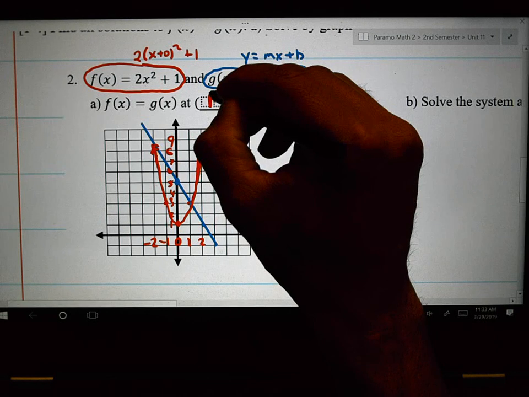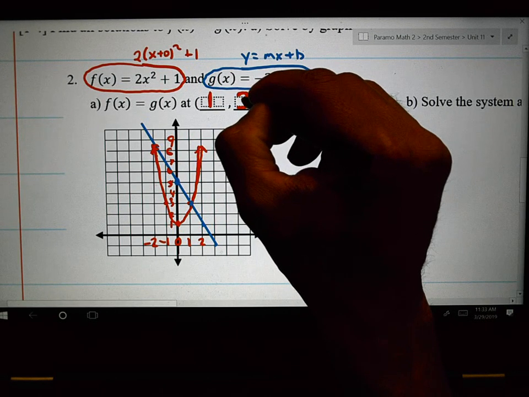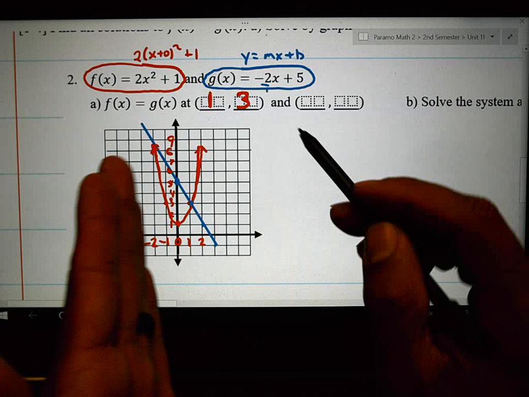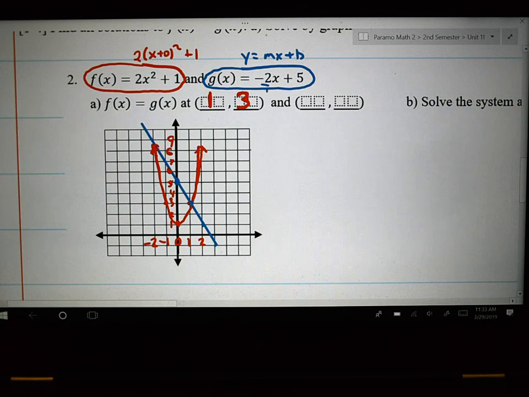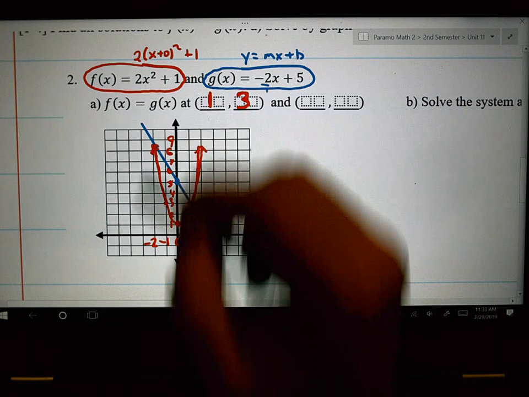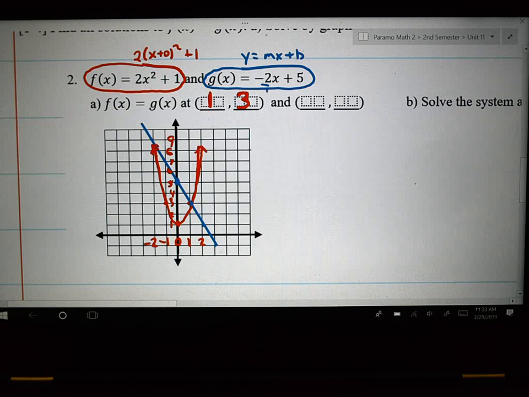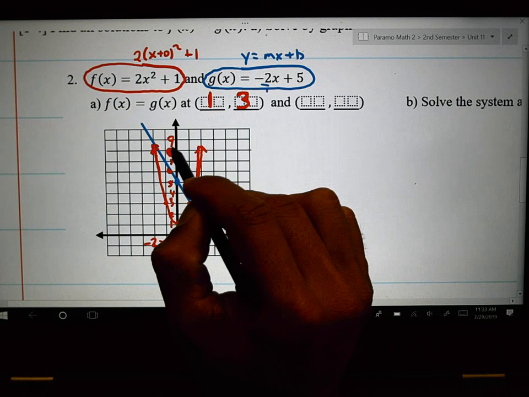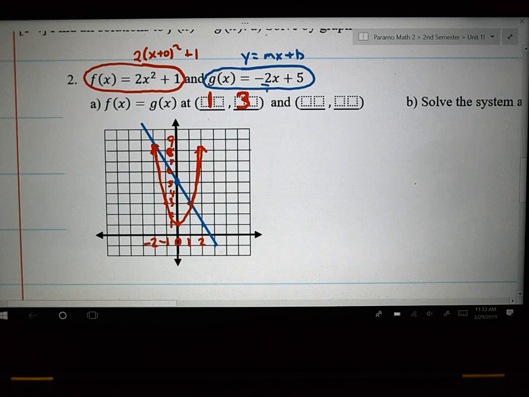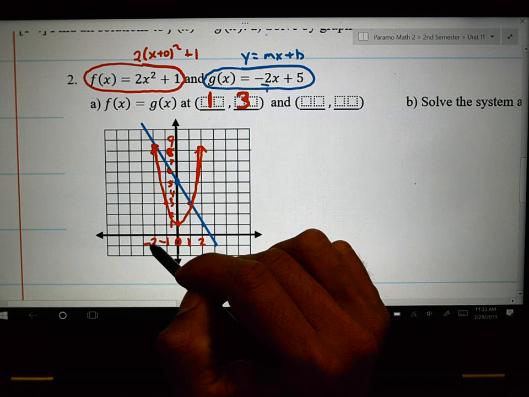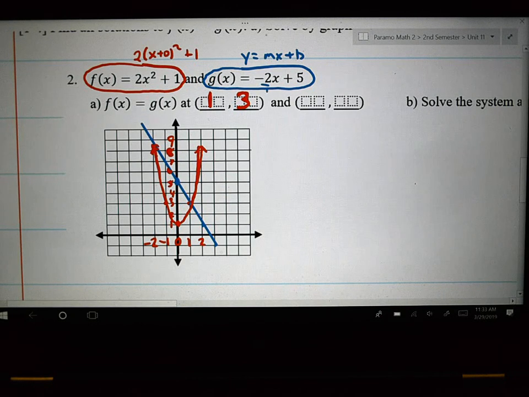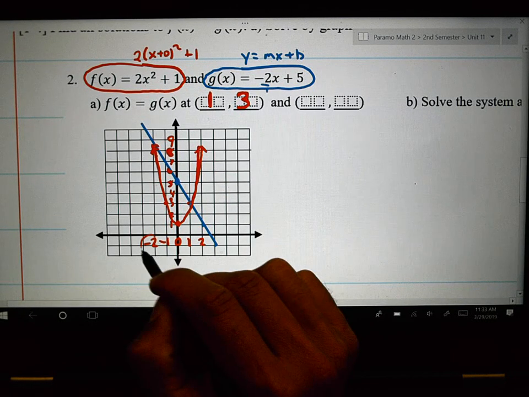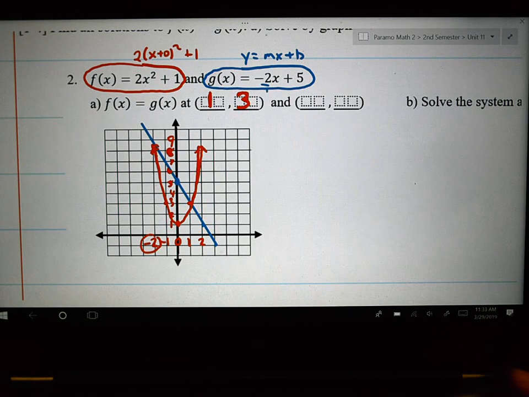I'm going to put that for sure as one of my answers. These are equal to each other. A solution to what are the same is 1, 3. And then we have a secondary answer somewhere over here. I can't tell if it crosses at 8 or if it crosses somewhere else, but it really looks close at -2. So here's what I can do with this graph to make sure I'm being accurate. I can plug in -2 into this equation just to see where it is.